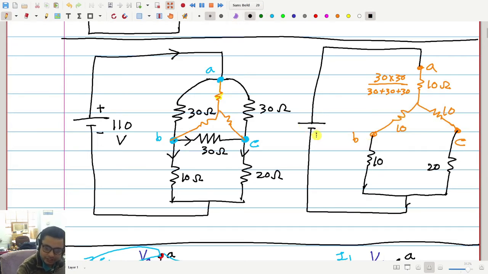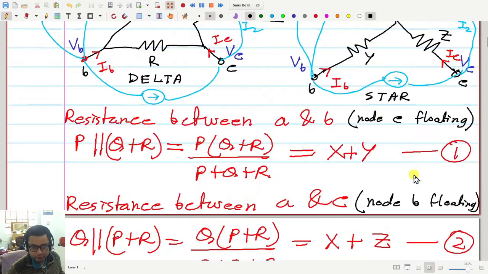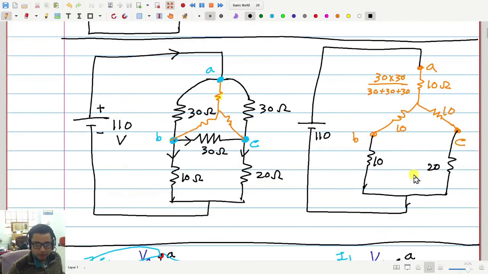So once you do this, the problem is easy. This is 10, and then this 10, so together they are 20 ohm. Here 20 and 30 in parallel is how much? 12. Okay, so 12. Do I have more space? No. Let me.